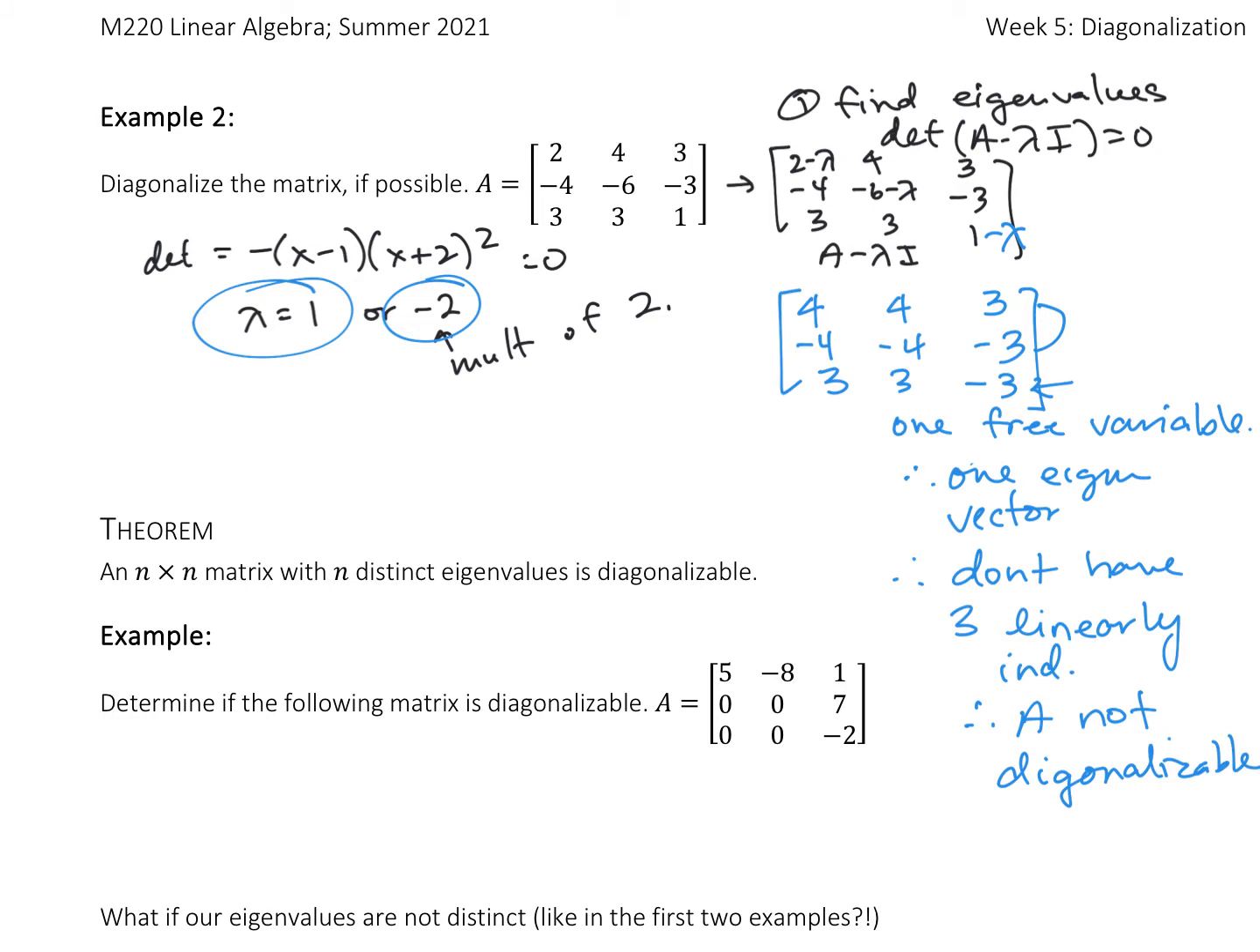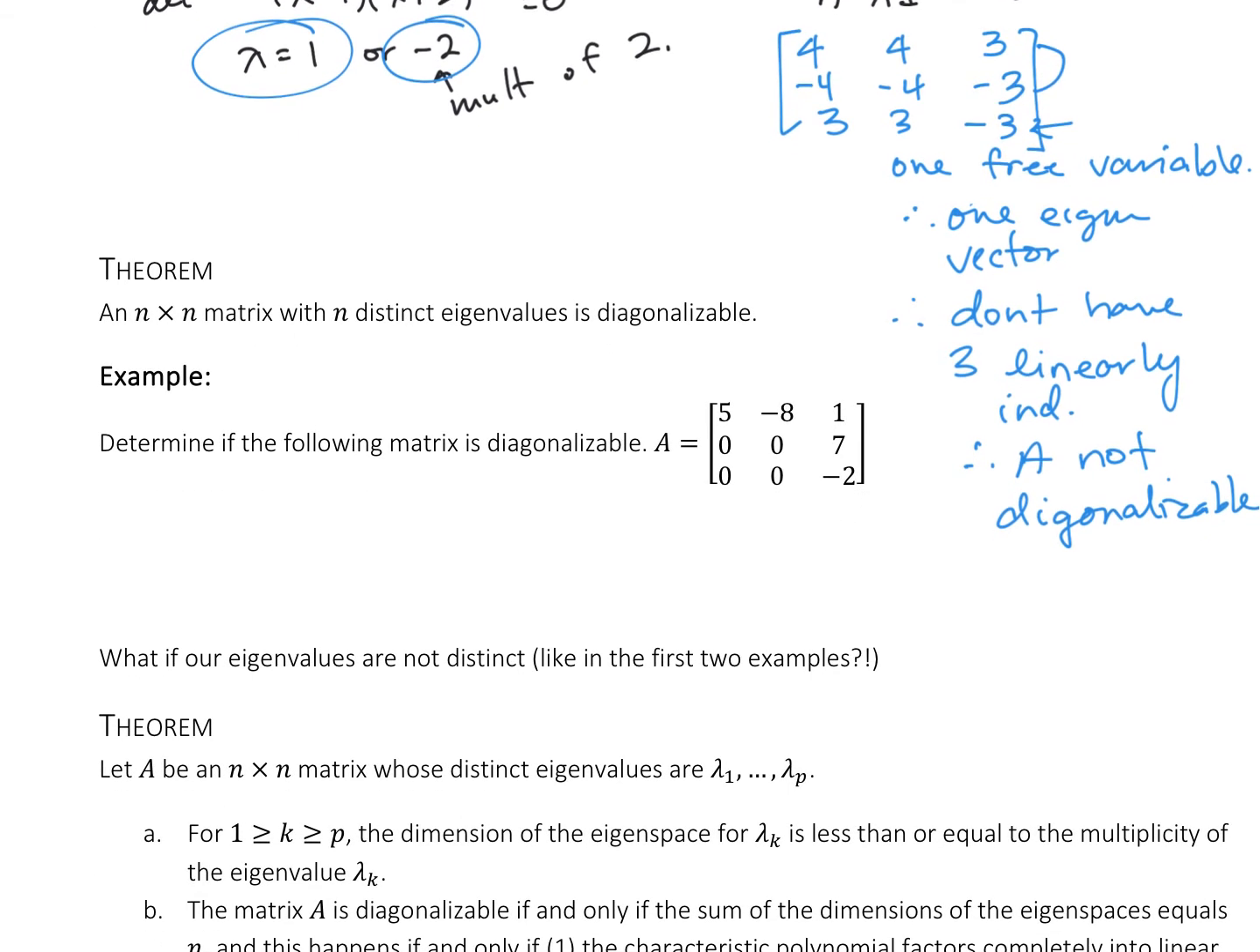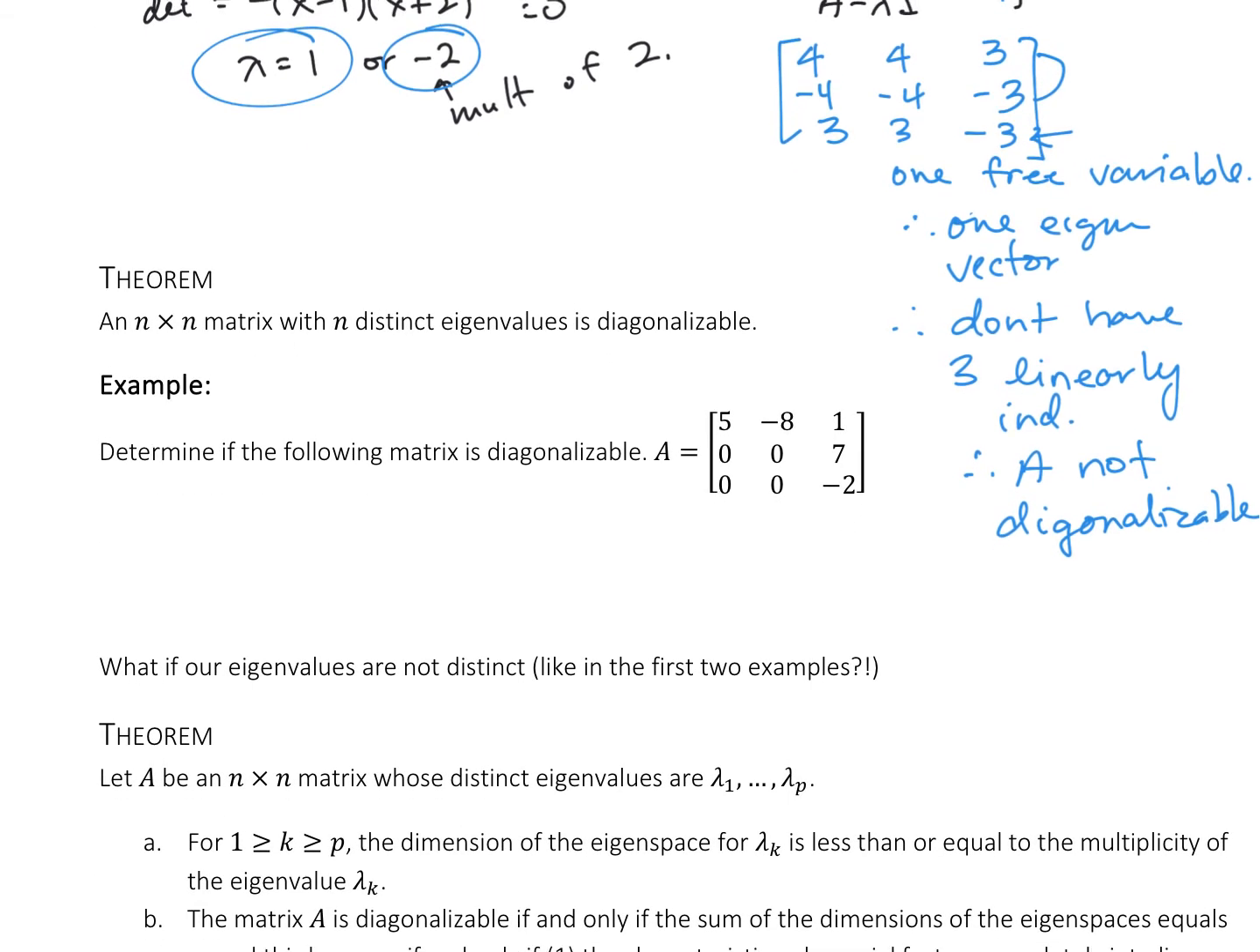Ta-da! Okay, we're getting there. So we're going to determine this: in an n by n matrix, if I have n distinct eigenvalues, then it's automatically diagonalizable. As long as I don't have any repeats of eigenvalues, so n distinct of them, meaning they're all unique and no multiplicity is greater than 1, then it's automatically diagonalizable.